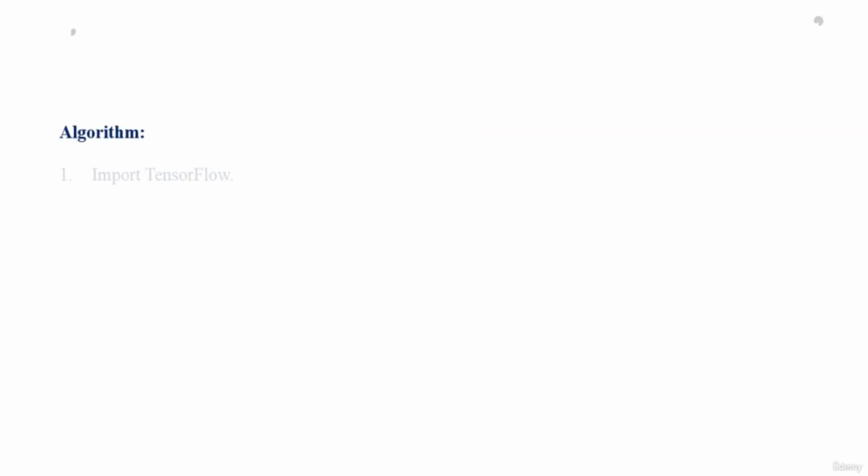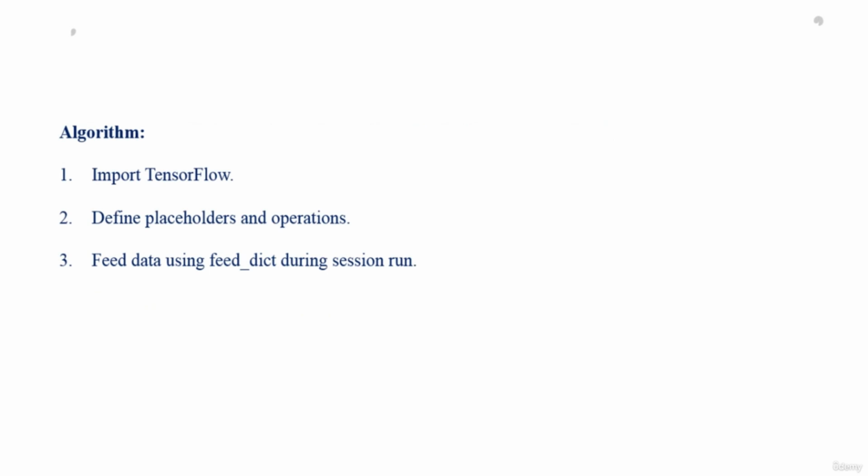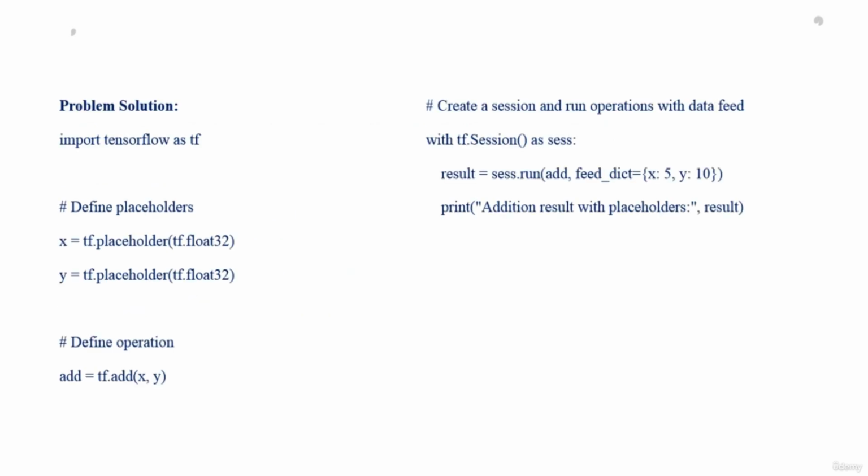Algorithm. Import TensorFlow. Define placeholders and operations. Feed data using feed_dict during session run. Print the results. How code is working: placeholders are defined to accept input data during session execution. Data is fed into the graph using feed_dict, and the computation result is retrieved and printed. This demonstrates how to dynamically feed data into TensorFlow computations.